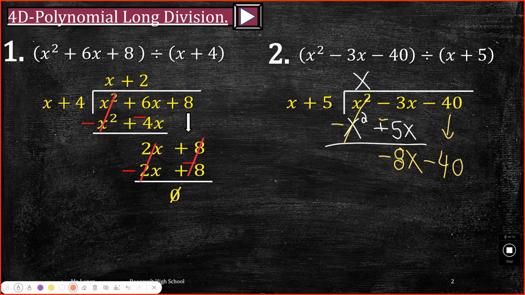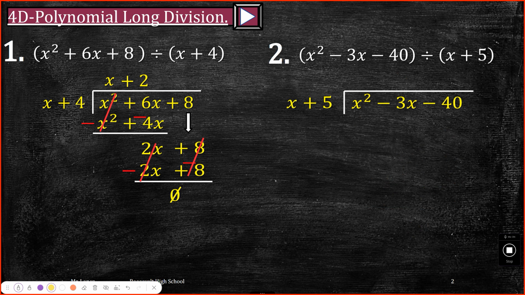You match it up. X times what is negative 8x? X times negative 8. So now we're looking at this negative 8 multiplied by x is negative 8x. Negative 8 times 5 is negative 40. Draw a line. Change the signs. If you see a negative 8x, it will become positive 8x. If it's negative 40, it becomes positive 40. And now you look at it, negative 8x plus 8x cancels out. Negative 40 plus 40 cancels out. No remainder. That is the lesson for today.